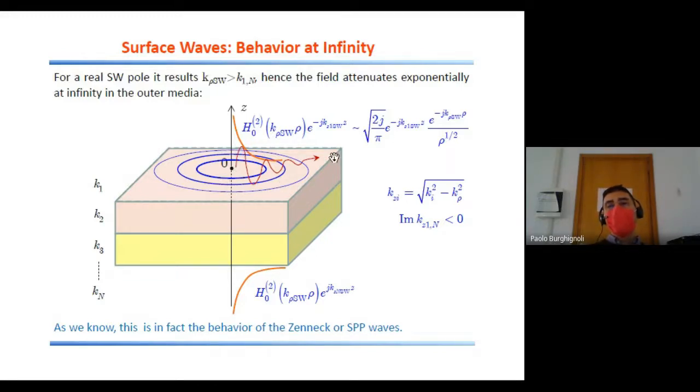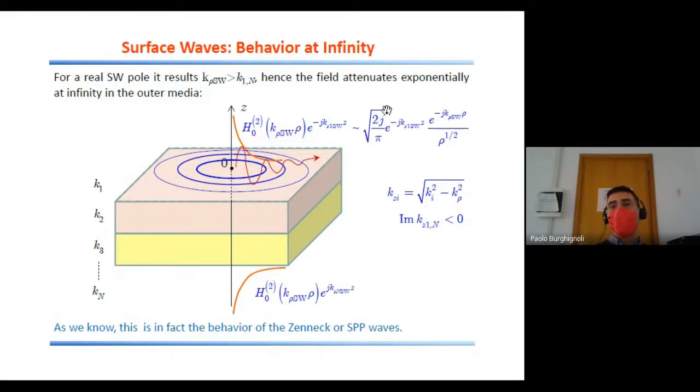And while it propagates, however, it also attenuates in absolute value, but the attenuation is not due to any loss in the media nor to any radiation. It's simply a geometrical attenuation due to the fact that we are dealing with cylindrical waves. So the wave spreads its power across larger and larger wavefronts, so the amplitude must decay in order to obtain conservation of power, and the decay is the typical decay of cylindrical waves, like rho to the power minus 1/2.